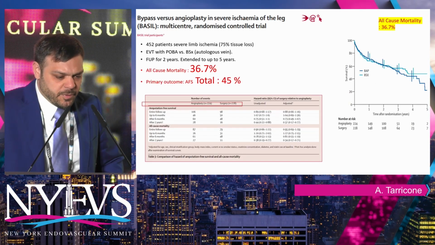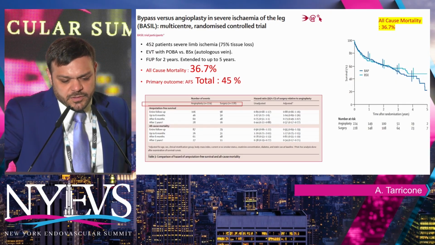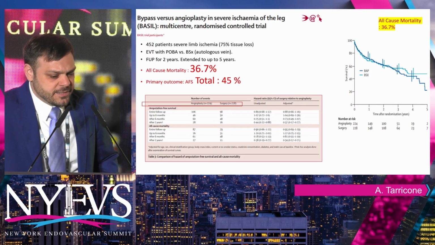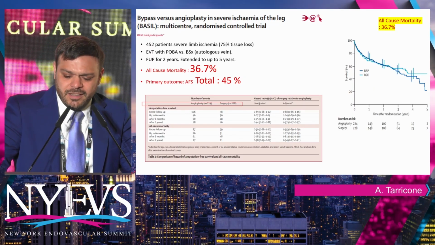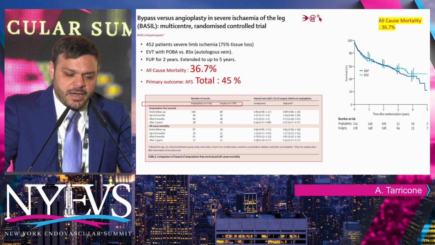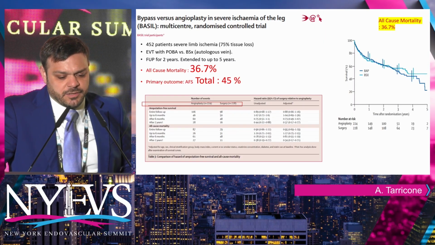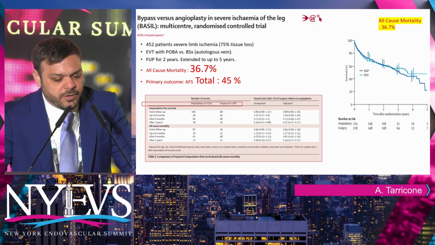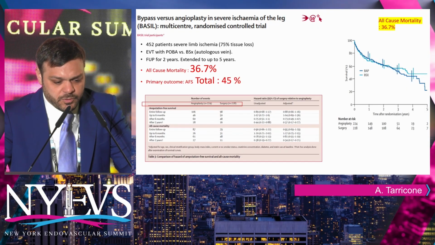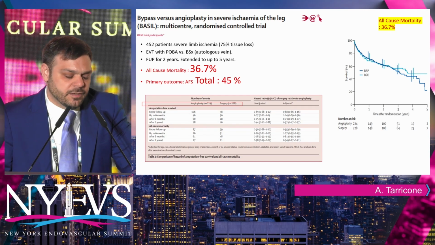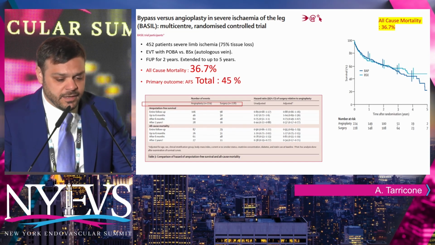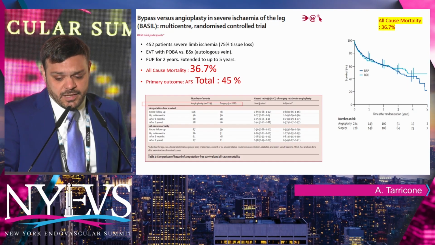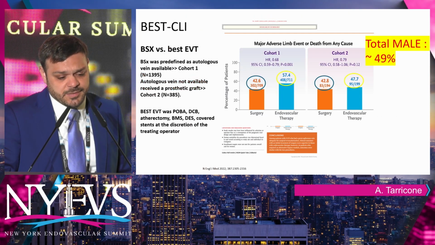So this is some data from the BASIL study, 452 patients with severe limb ischemia getting either endovascular therapy with a plain old balloon angioplasty or bypass surgery. And now I'm not so interested in the comparison here between bypass surgery versus endovascular therapy, but what I'm more interested in is the all-cause mortality for both groups and the primary outcome of amputation-free survival for both groups. So as you can see in the BASIL study, we're seeing 36.7% all-cause mortality and amputation-free survival pooled here of 45%. So these are really high rates for these patients.